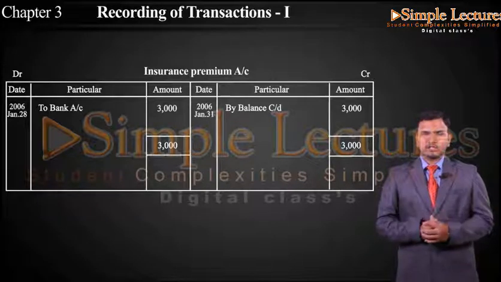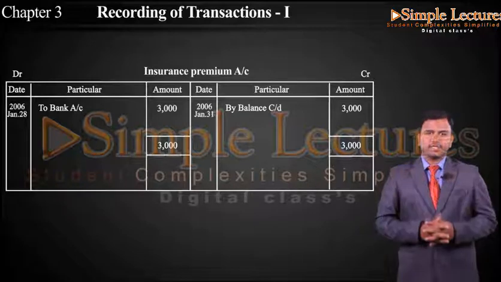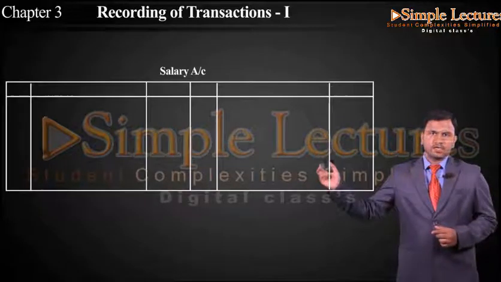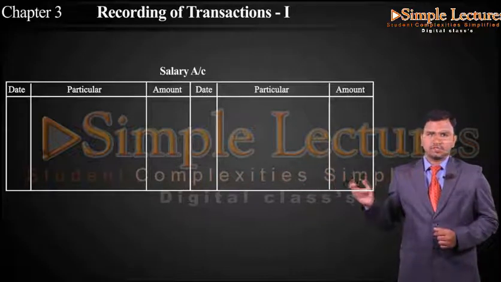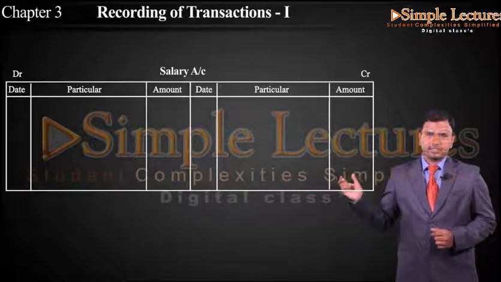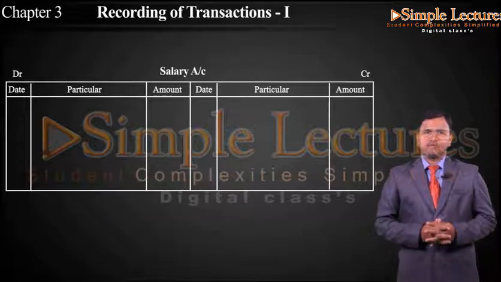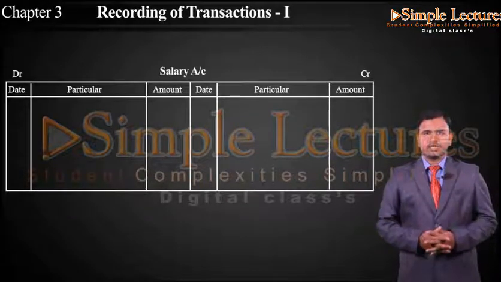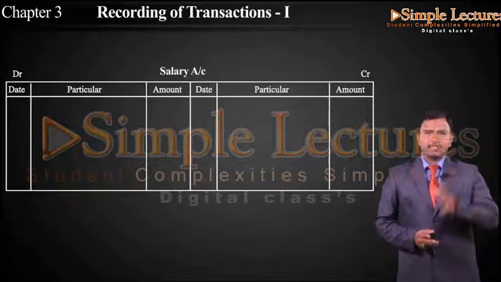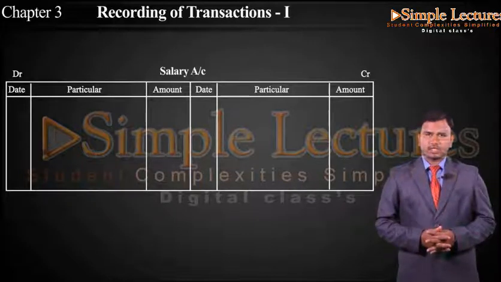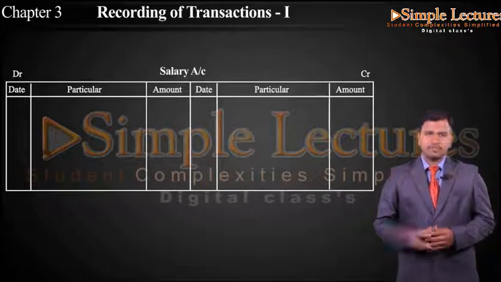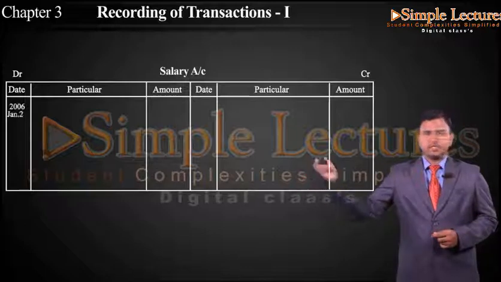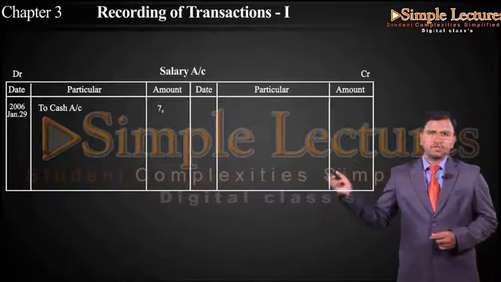Let us take the next account we have to prepare, which is salary. The title will be salary account, with the format date, particulars, amount, debit side, credit side. Coming to salary, we have only one journal entry, which is on Jan 29th: salary account debtor to cash account. Since salary was debited, that should be taken on the debit side of the salary account. So the date will be Jan 29th to cash account 7,000.